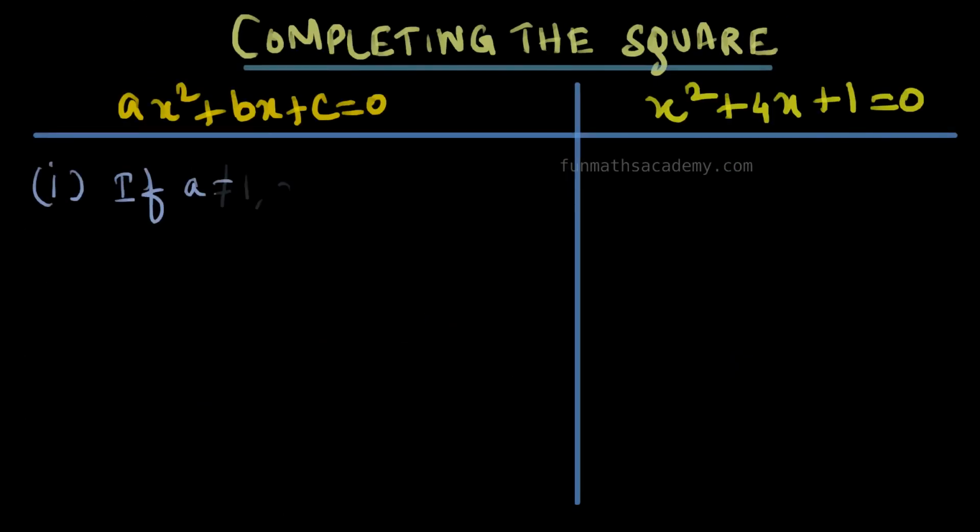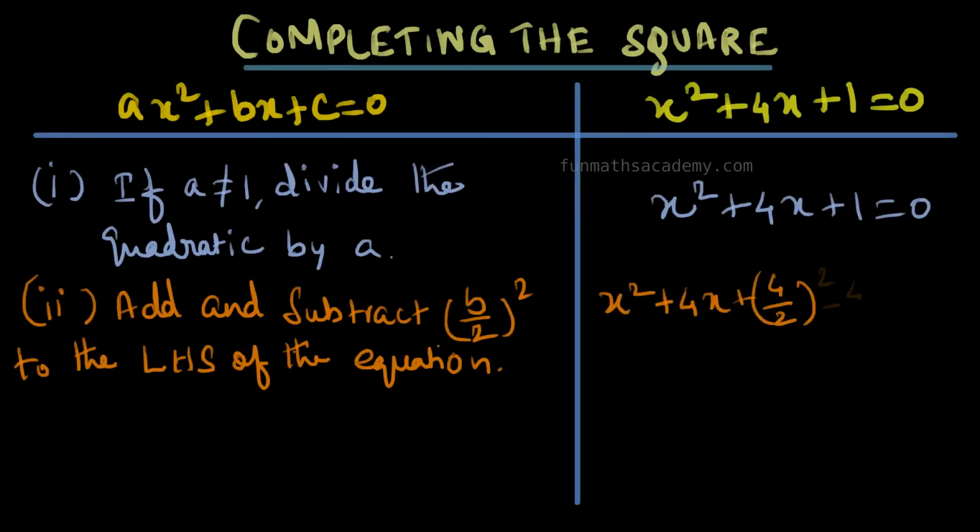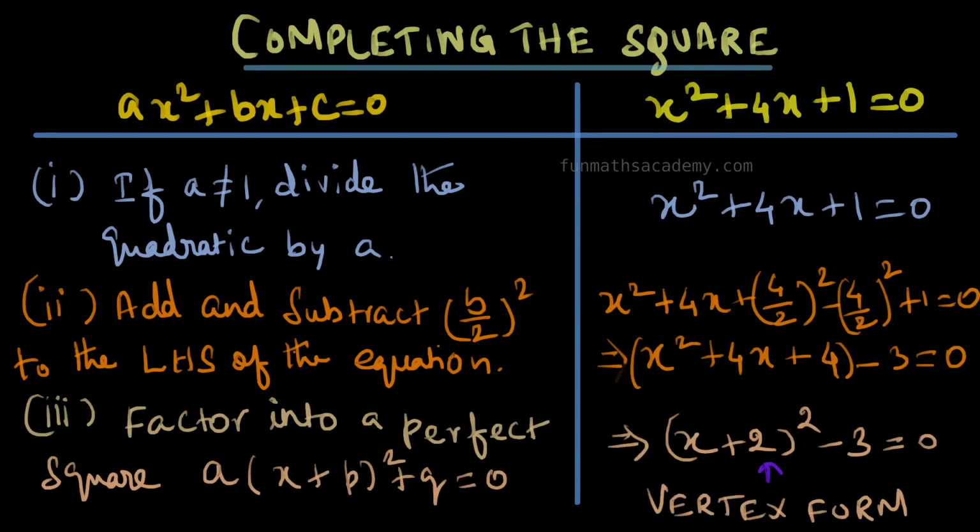So, in this video, we just learned how to write the quadratic equation into its vertex form. That is a into x plus p the whole square plus q equal to 0 using completing the square method.